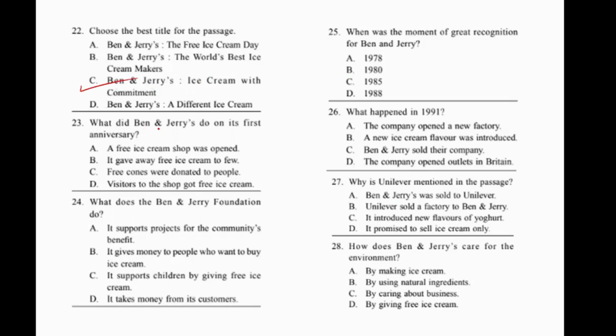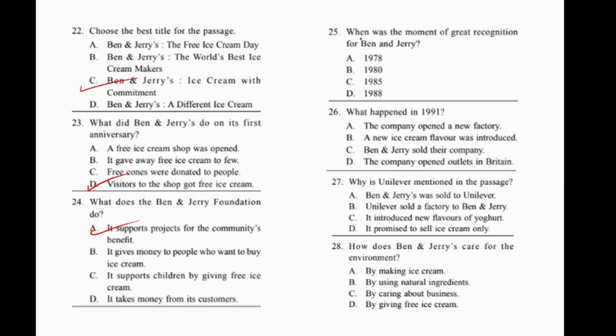Now, what did Ben and Jerry's do on its first anniversary? What they did? They offered free ice cream to everyone who visited their shop. So it is visitors to the shop got free ice cream that day. Okay, option D is our correct answer. Next, what does the Ben and Jerry Foundation do? It's supposed to support projects for the community's benefit. Does it give money to people? No. Does it support children? No. So the correct answer is it supports projects for the community's benefit.